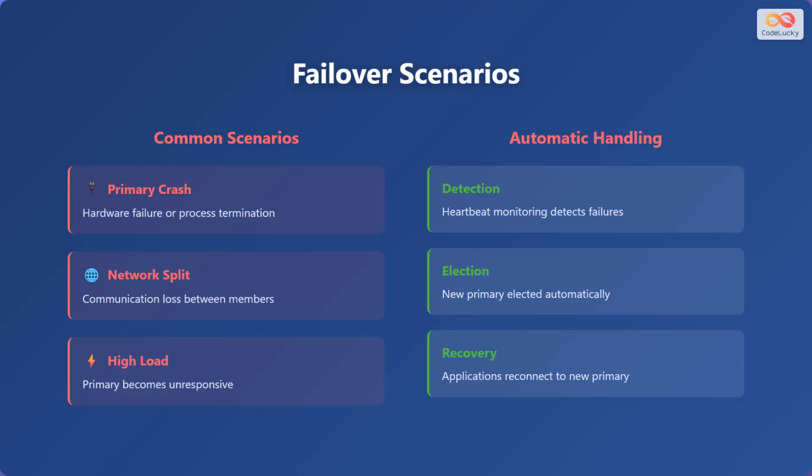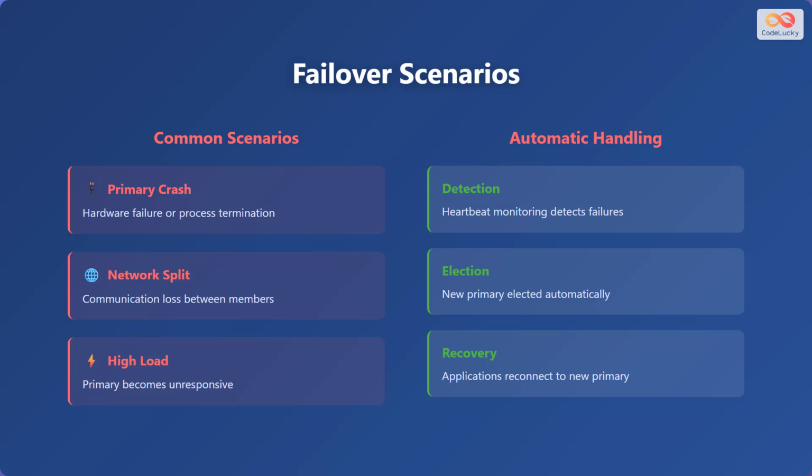Failover is the automatic process where a secondary member takes over as the primary when the current primary becomes unavailable. Common scenarios that trigger failover include a primary crash due to hardware failure, a network split causing communication loss, and high load making the primary unresponsive.